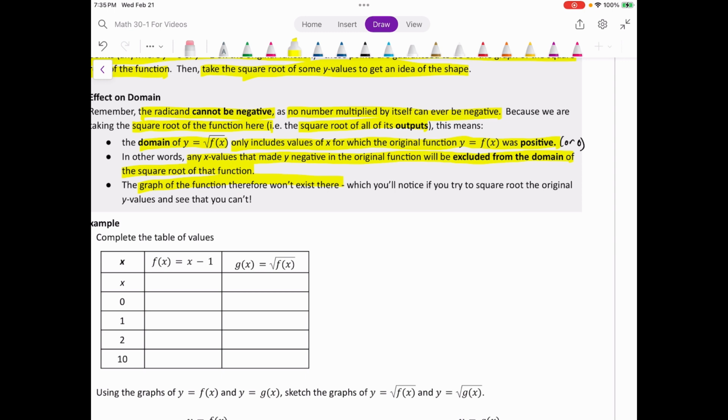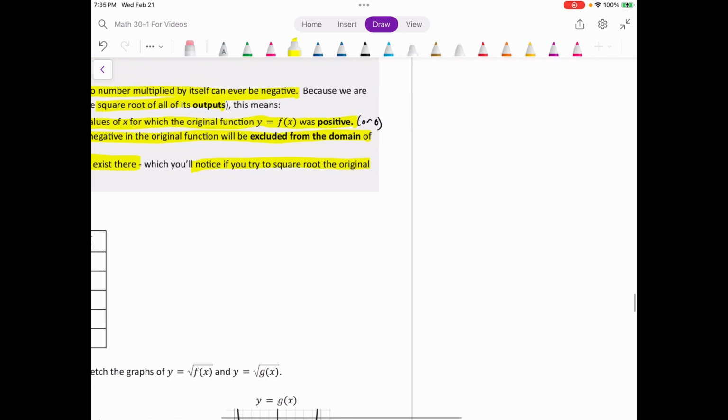We're trying to take the square root of a negative. Wherever y was negative on the original graph, if we try to take the square root of that, it's undefined. It doesn't exist. You can't take the square root of a negative. If you ever forget that, if you're trying to draw it, you'll realize, oh, I can't take the square root of -1 or the square root of -2. So you'll notice it. You'll catch it. If you try to square root the original y values, you'll see, hang on, that doesn't make sense. I'm trying to take the square root of a negative.